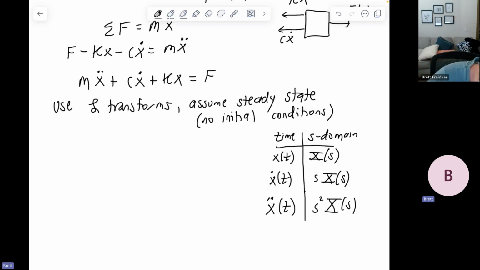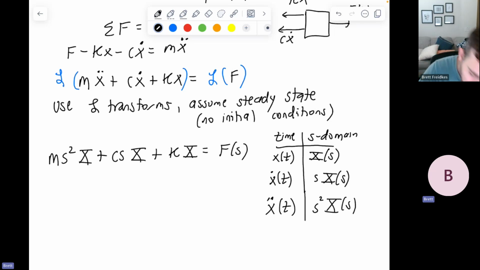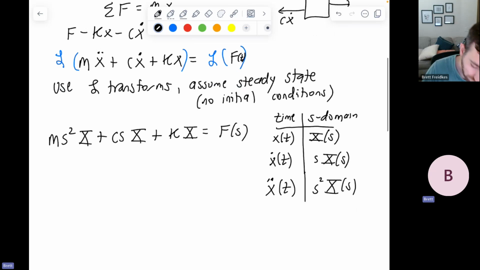So if we take the Laplace transform of both sides of this, we will get m s squared x of s plus c s x plus k x that is equal to f of s. Remember, this is f of t originally up here. And now we're converting to the frequency domain. That makes it f of s.